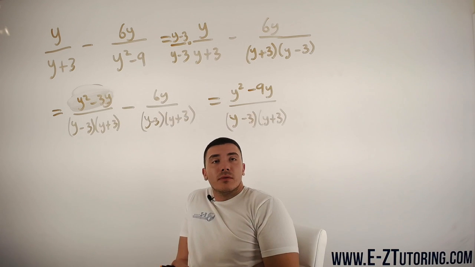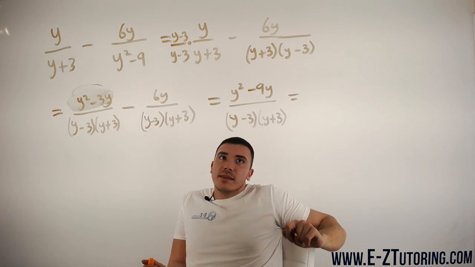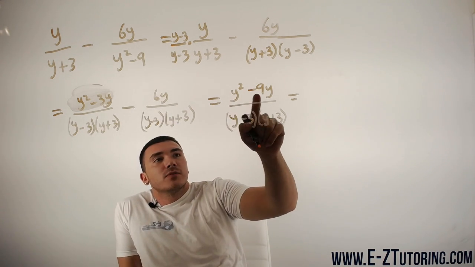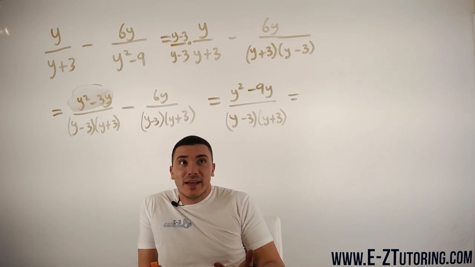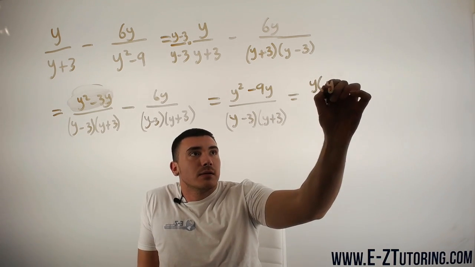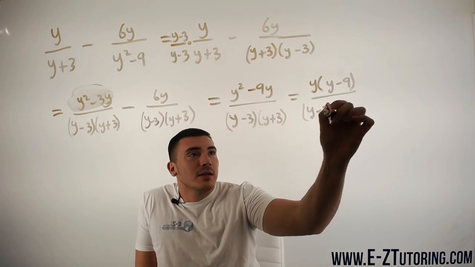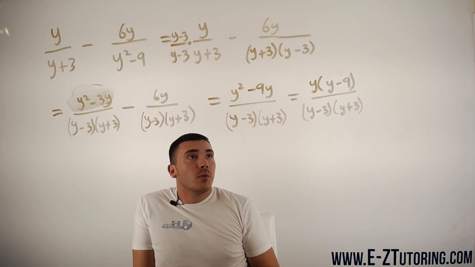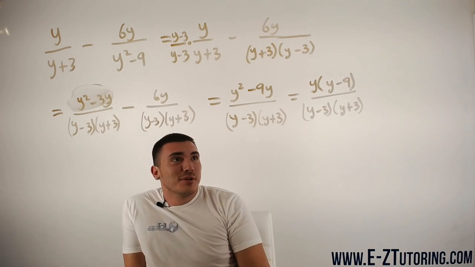And now usually what you want to do is see if anything on the top cancels with anything on the bottom. This is not the difference of squares because it's 9y. There's nothing you can multiply by itself to get 9y. But you can actually factor out a y, to get y times y minus 9 over y minus 3, y plus 3. There's nothing that cancels here, so we will leave it like that. We have successfully subtracted these two rational expressions.